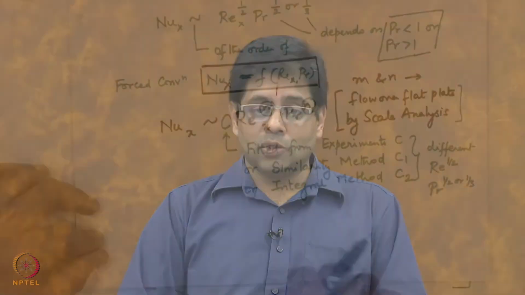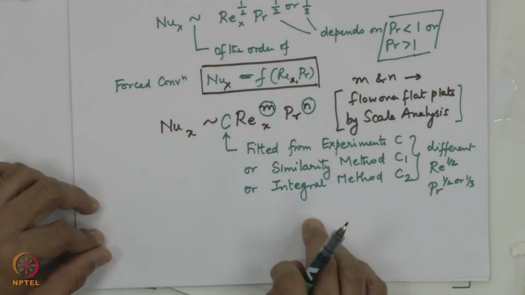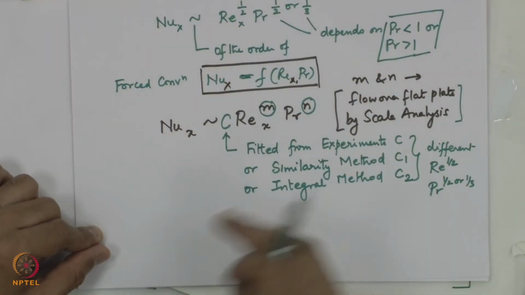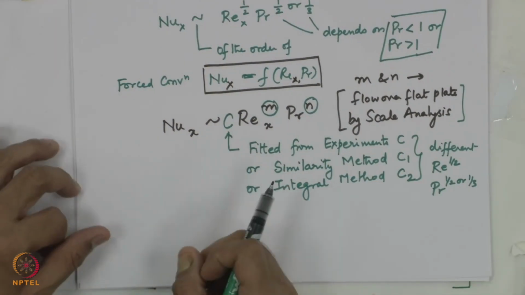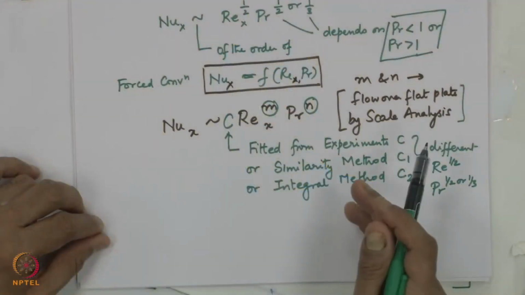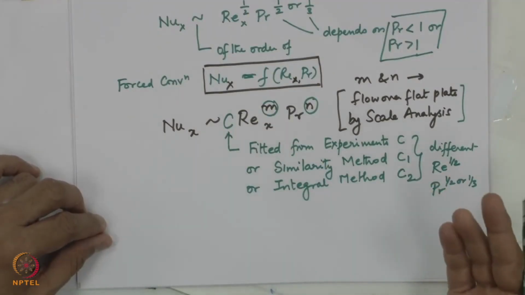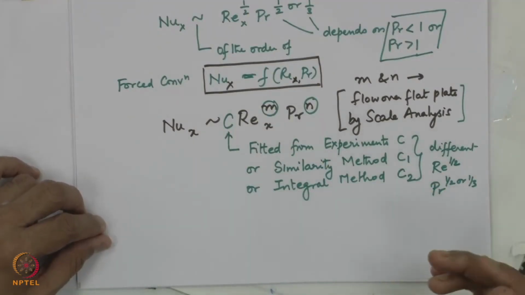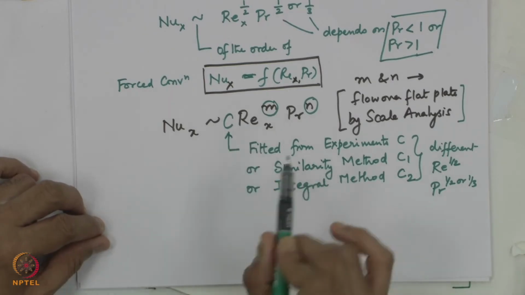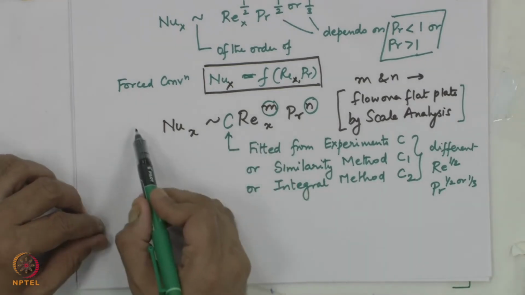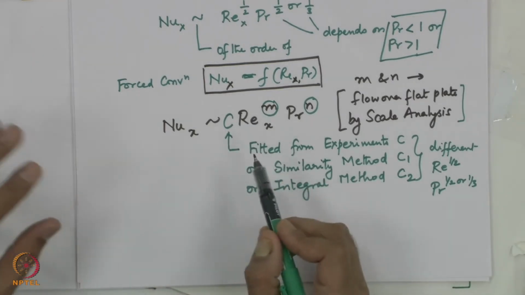Integral method, we will talk about this method for a couple of lectures or a couple of modules. Similarity method we will do for flow over a flat plate, Blasius solution. There you would get C1 and C2, these coefficients. Exact solution would be 5, which will be from similarity method. Integral method, depending on the complexity of the profile, paper and pen solution will give you something like 4.7 or something.